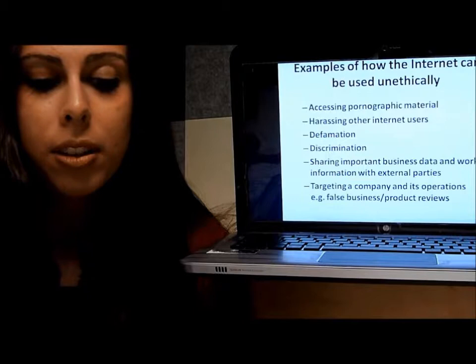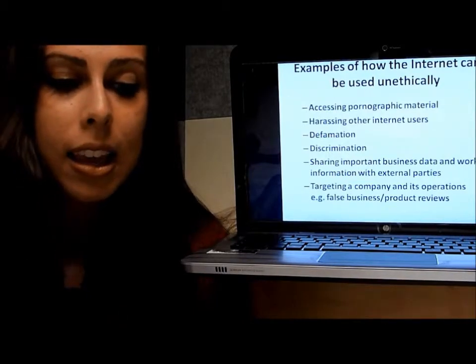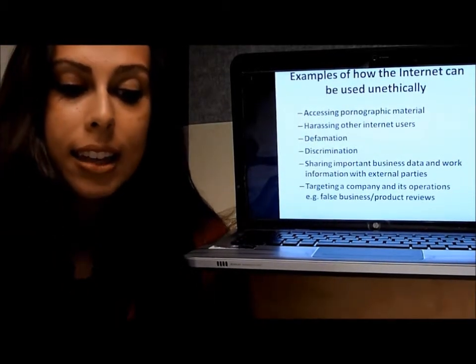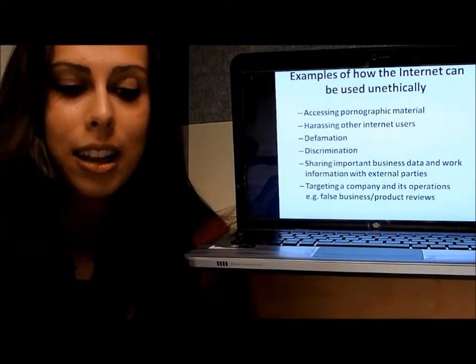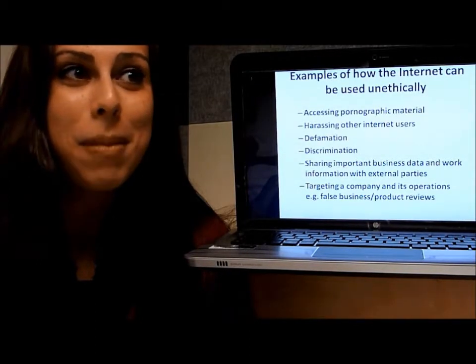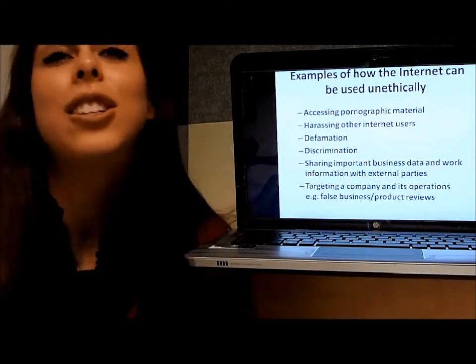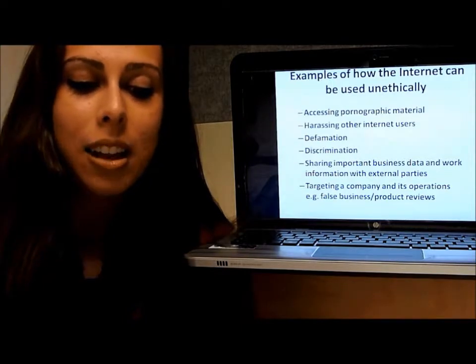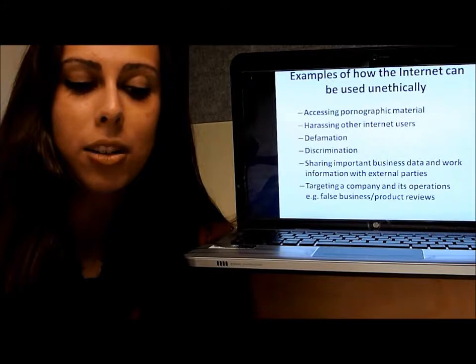There are many examples of how the internet can be used unethically, with a few of these being the accessing of pornographic material, harassing other internet users either by posting in public forums, through social networking sites, or as mentioned before, email, defamation, discrimination, sharing confidential or important business data and work information with external parties, or even taking this information for private use.